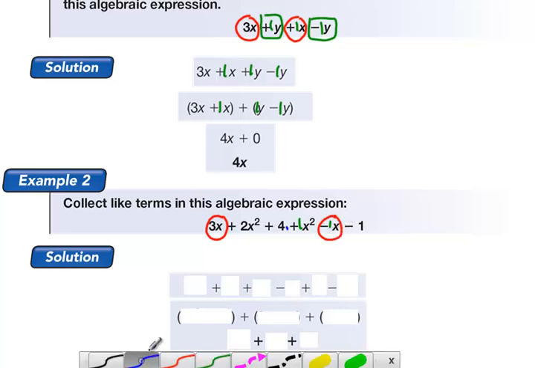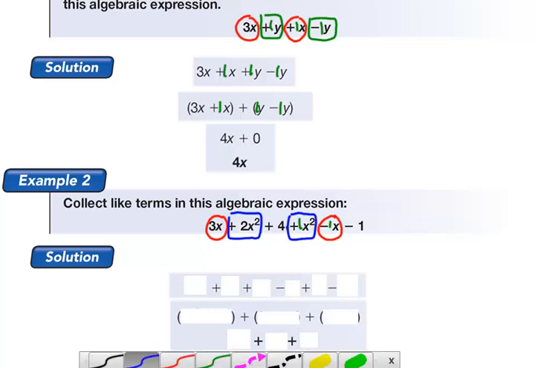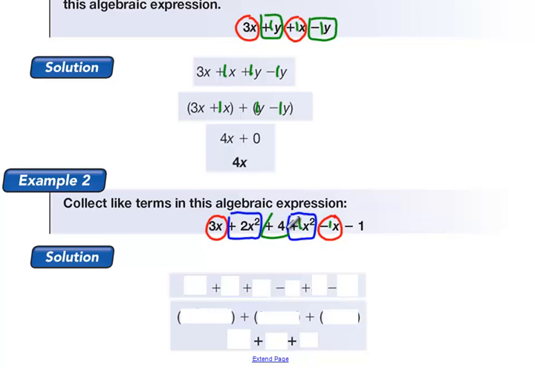Next, we take the positive 2x squared, so we need to find all terms that have an x squared. We see that there's a positive 1x squared here. And last but not least, we have just the number positive 4 without any letters, and then we have a negative 1.